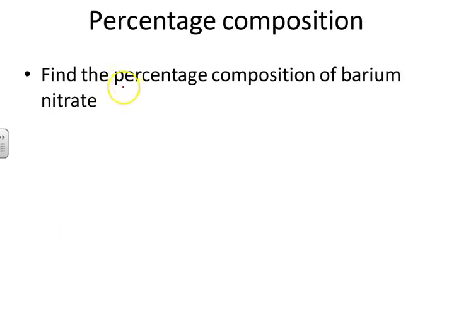Let's look at one that's got a polyatomic ion. We want to find the percentage composition of barium nitrate. Barium nitrate, Ba(NO3)2. Okay, so this one's a little more complicated. We have barium, 1 mole of Ba. We have 2 nitrogens, 2 moles N, and we have 2 times 3 would be 6 moles of oxygen.